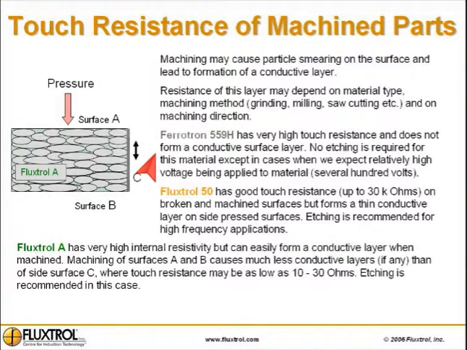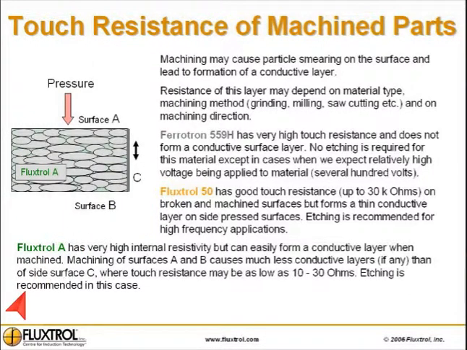Ferrotron 559H has very high touch resistance and does not form a conductive surface layer. No etching is required for this material, except in cases when we expect relatively high voltage being applied to material, such as several hundred volts. Fluxtrol 50 has good touch resistance, up to 30 ohms, on broken and machined surfaces, but forms a thin conductive layer on side-pressed surfaces. Etching is recommended for high-frequency applications.